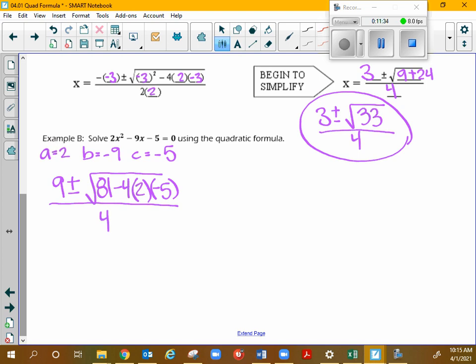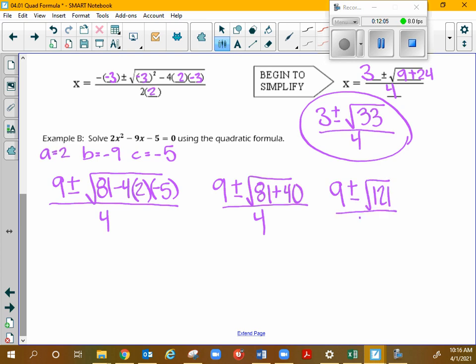We've got to simplify some more because I've got all this stuff going on here. Negative 4 times 2. Negative 8 times negative 5. Positive 40. Okay. So 9 plus or minus the root of 81 plus 40 over 4. What's 81 plus 40? 121. We got lucky. That's a perfect square. So 9 plus or minus the root of 121 over 4. What's the root of 121? 11. So 9 plus or minus 11 over 4.